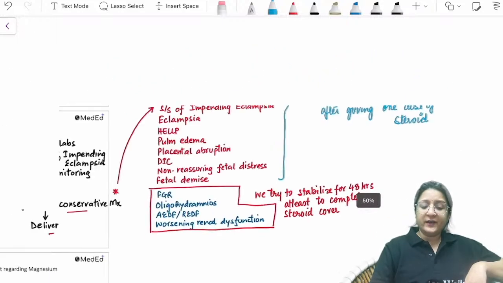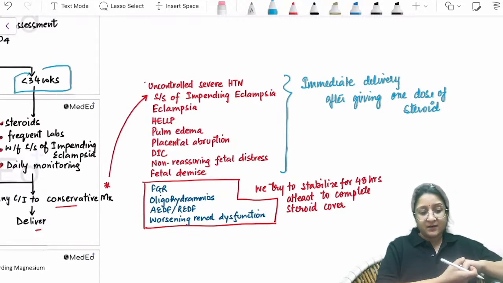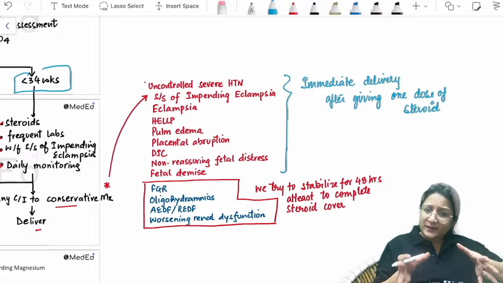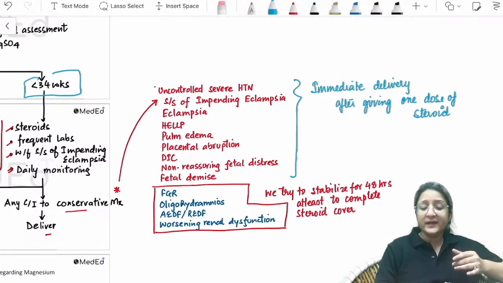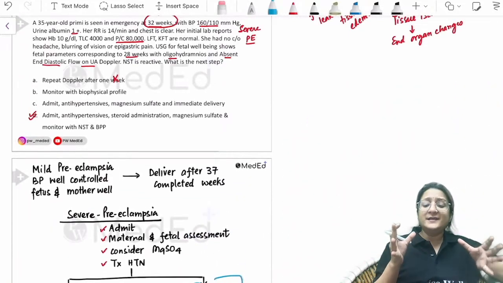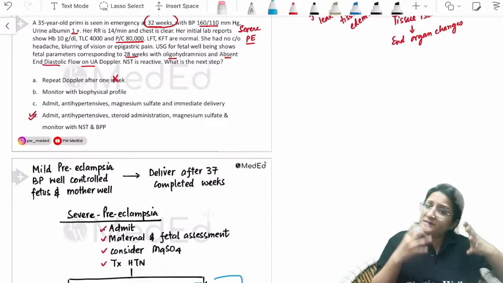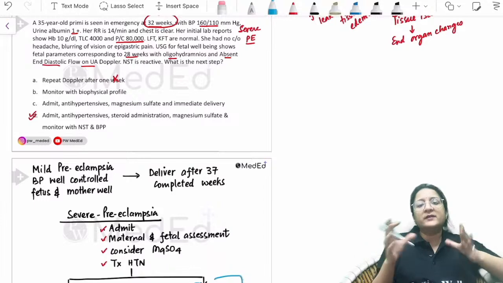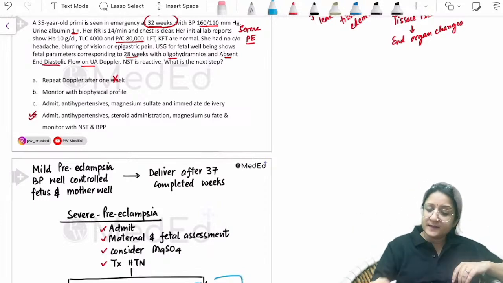Okay, and we were talking about the situation when the fetus is less than 34 weeks. All right, so this is the answer to your question here. Even if you don't remember the list, it is fairly simple to understand that right now the patient is 32 weeks and there is no immediate reason why we should go for immediate delivery. We can at least wait, try to settle her down and give the steroid cover at least. So that's your answer here.